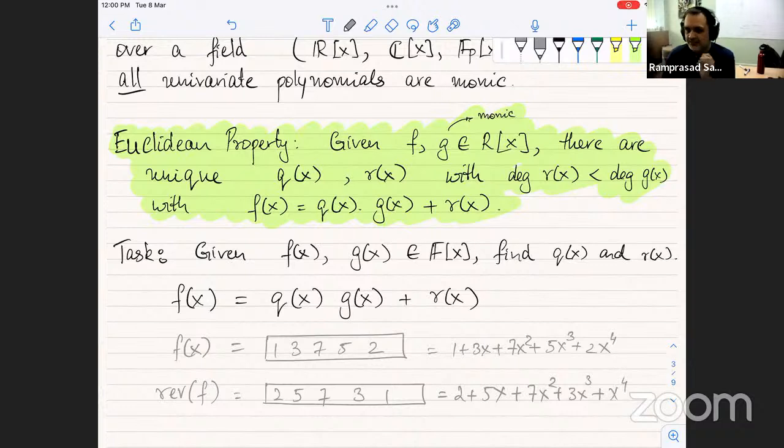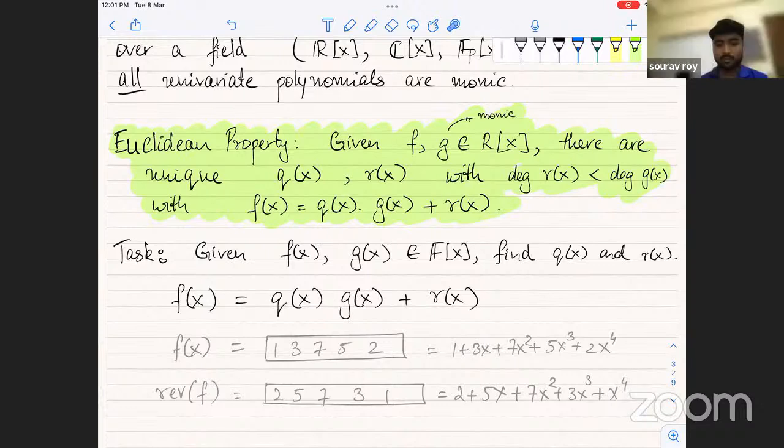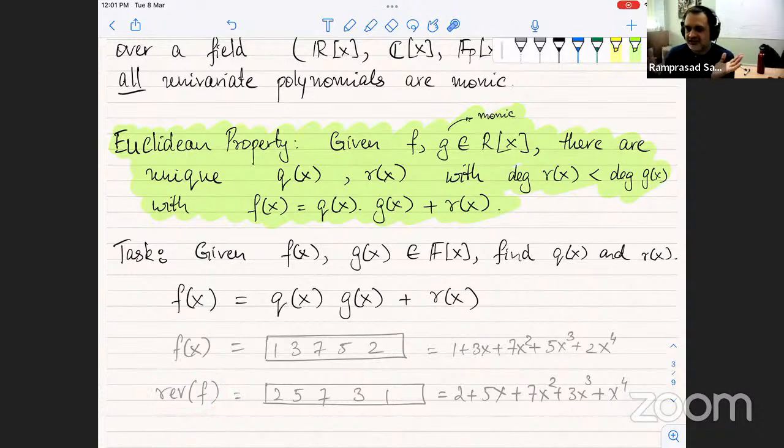It's just some syntactic operation. But can I write this in terms of f of x in some algebraic way? So I want to say right now, reverse of f of x is some polynomial, some f prime of x. Okay, f of x was some polynomial to begin with. Is there some relation between f of x and f prime of x?